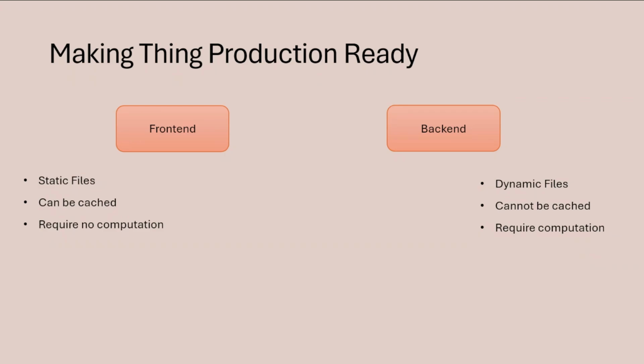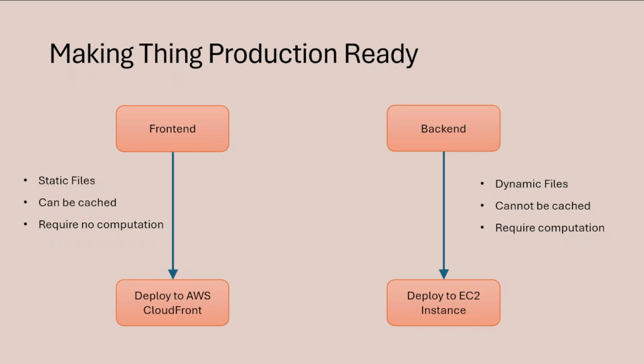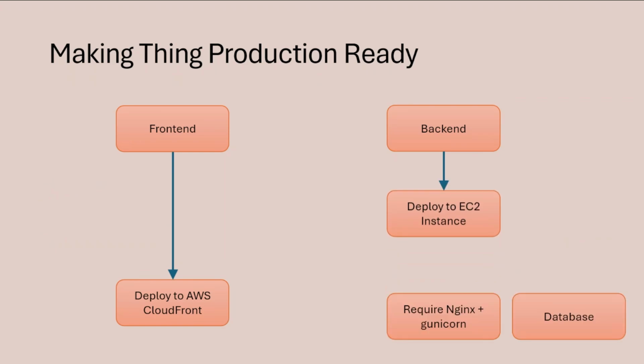This front end stuff can be hosted on any static website host. This can be a server, this can be an AWS EC2 instance, or basically anything. What we are going to choose here is AWS CloudFront, whereas the backend we are going to deploy on an AWS EC2 instance. When we are deploying things to AWS CloudFront, we don't have to manage many things as hosting static files is simple. Whereas if we are deploying the backend to an EC2 instance, we would require two things.